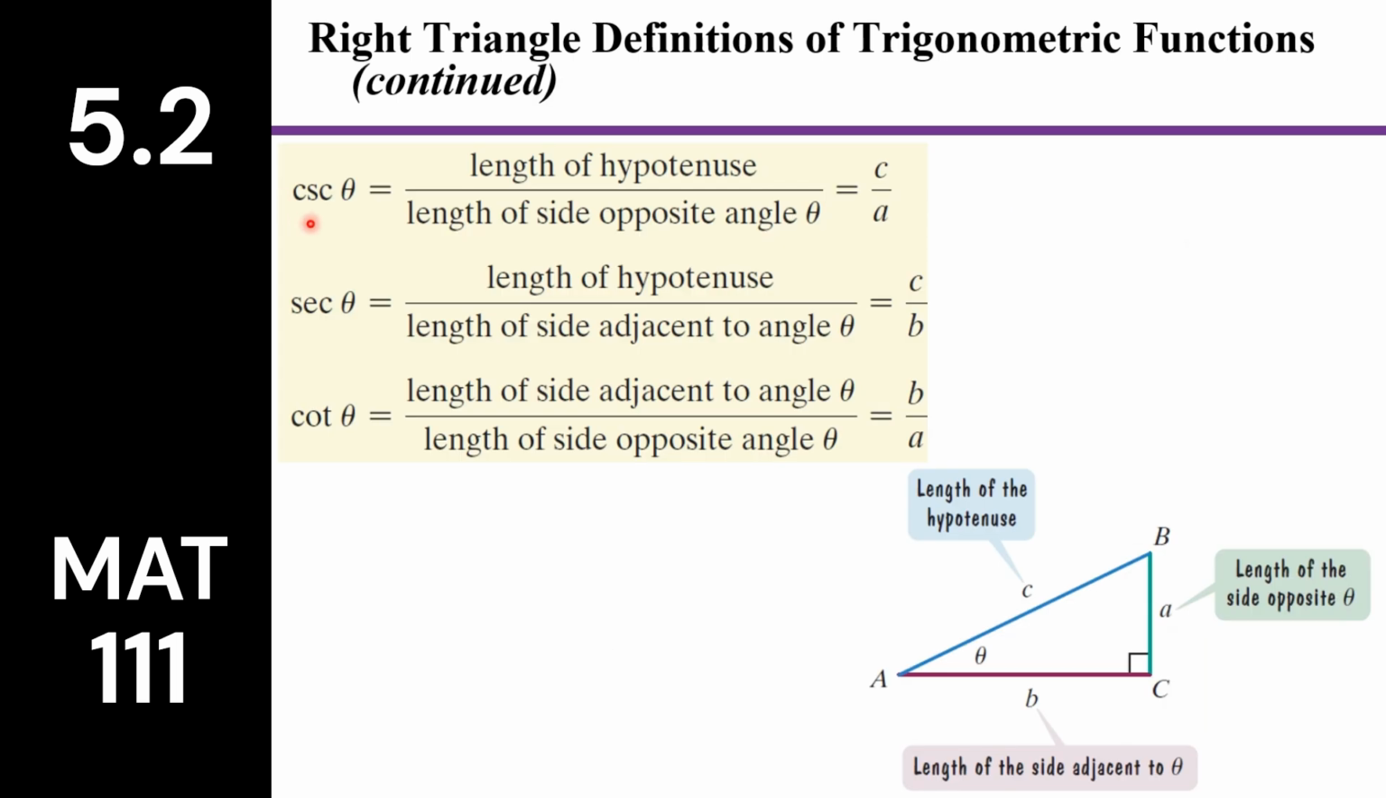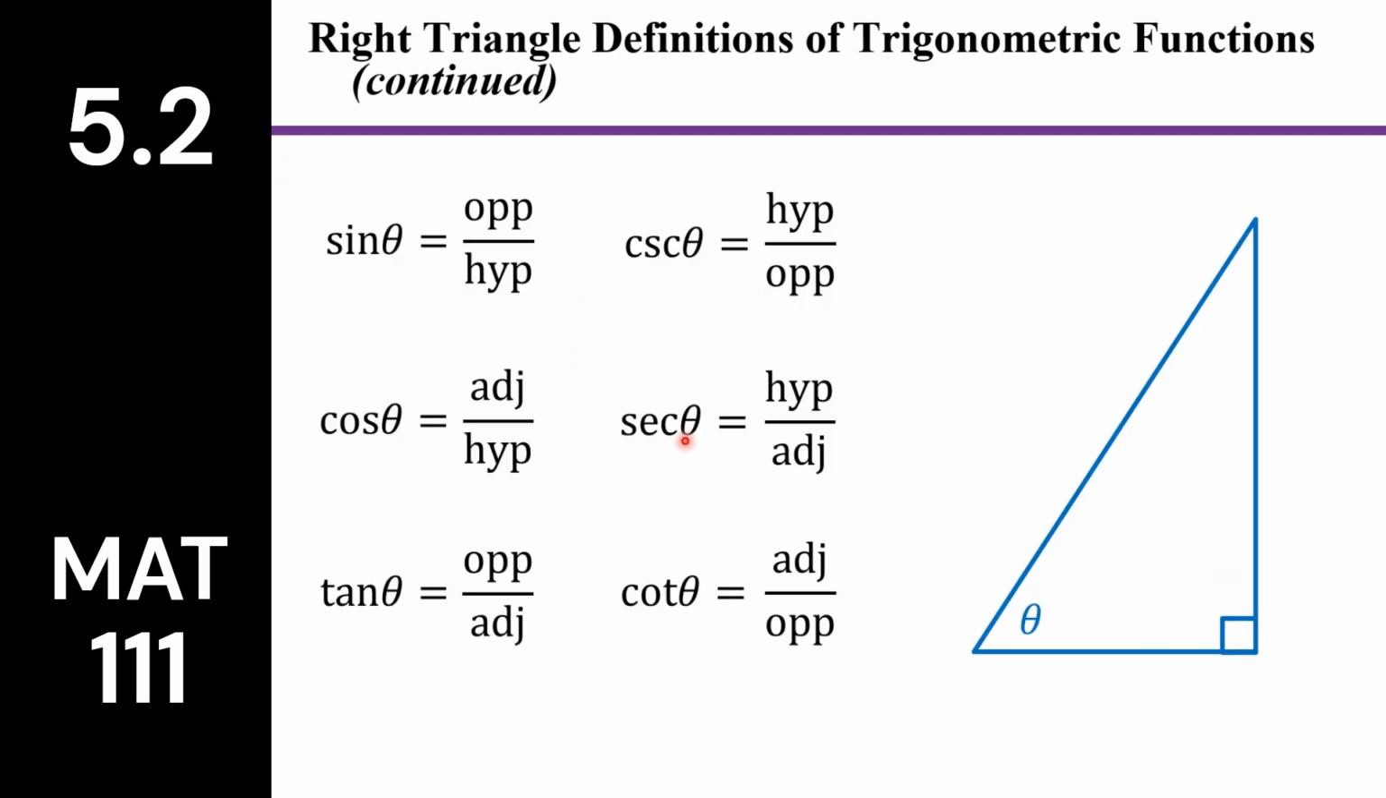Now the definitions for cosecant, secant, and cotangent. For cosecant, we have hypotenuse over opposite. The secant is hypotenuse over adjacent, and the cotangent is the adjacent over the opposite. Here's a summary of our 6 trig functions using 3-letter abbreviations. Remember, with our triangle, the hypotenuse is always across from the right angle.